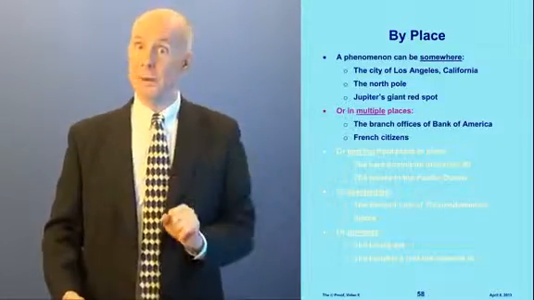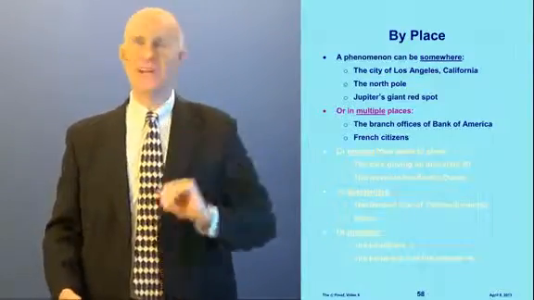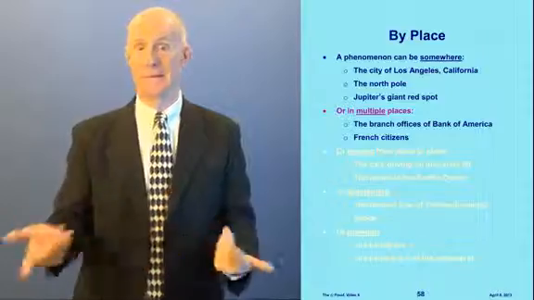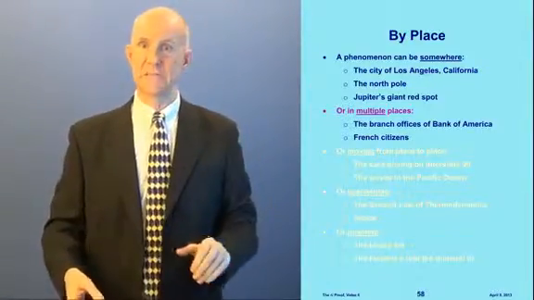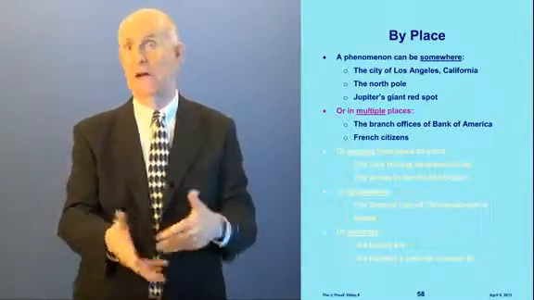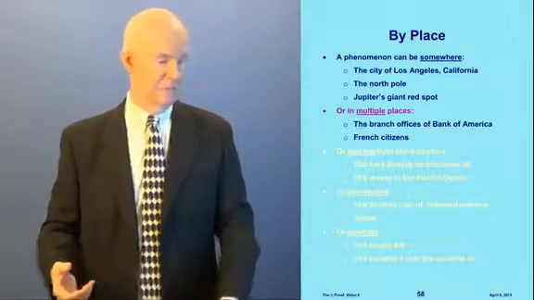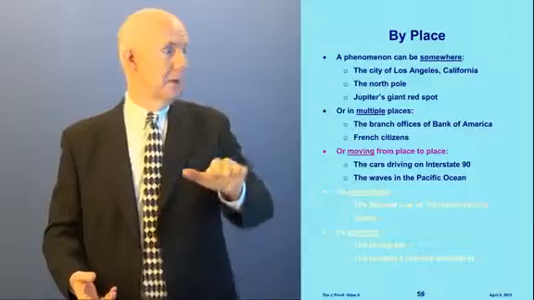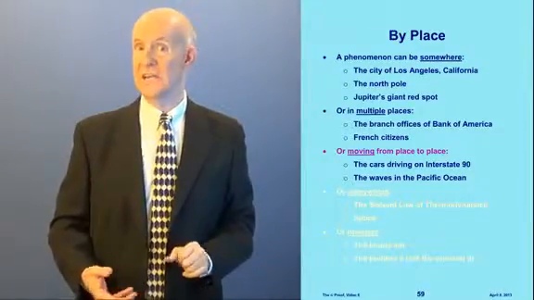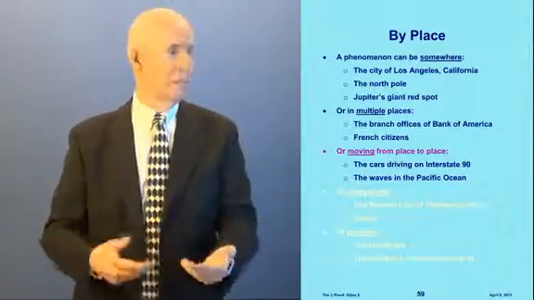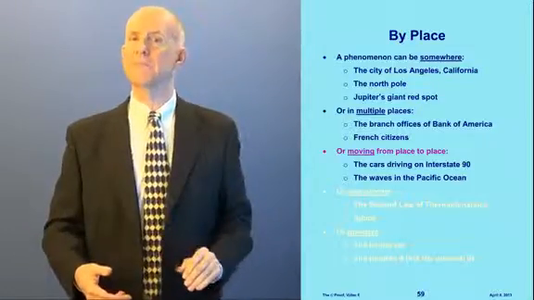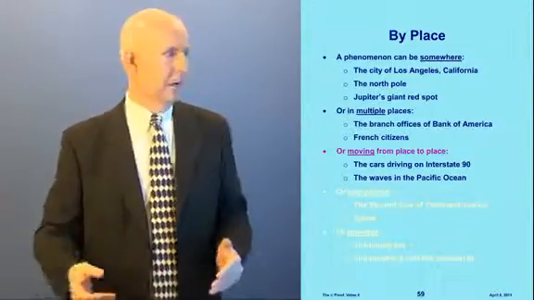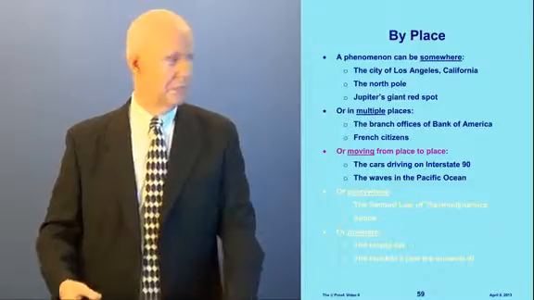Okay, or it could be in multiple places. The branch offices of Bank of America, well, they're all over the place. French citizens, well, probably most of them are in France, but there are a lot of them in other places besides France. Or moving from place to place. The cars driving on Interstate 90, well, there's a whole bunch of them, and they're all moving. The waves in the Pacific Ocean, that's a phenomenon, and they're moving from place to place.